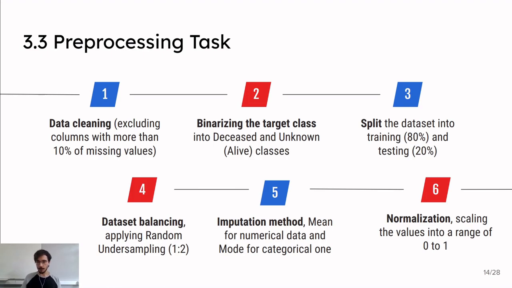Then, we converted all attributes to numerical format, including binary and categorical ordinal data, used one-hot encoding for categorical nominal columns, and label encoding for categorical ordinal data. Also, we applied normalization, scaling values within a range of 0 to 1.